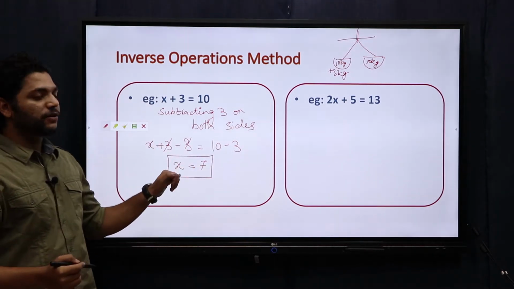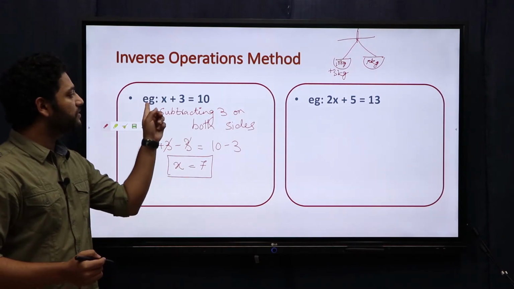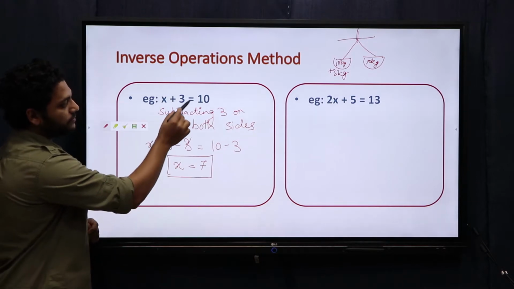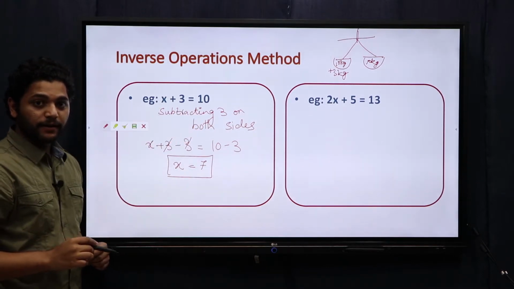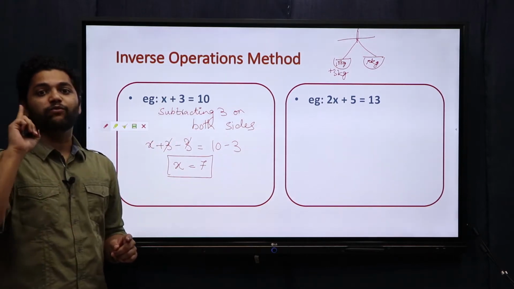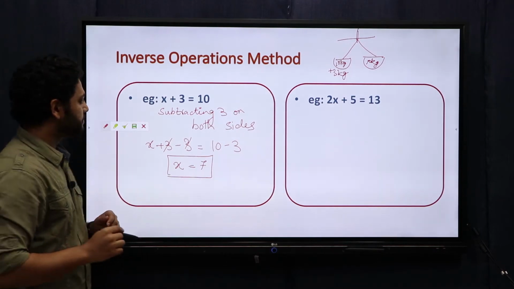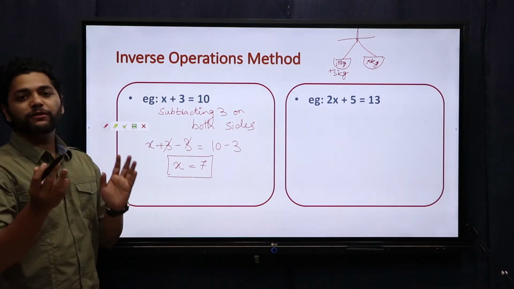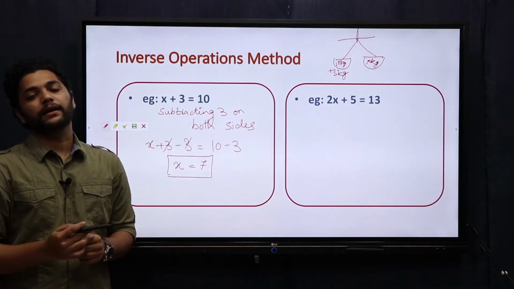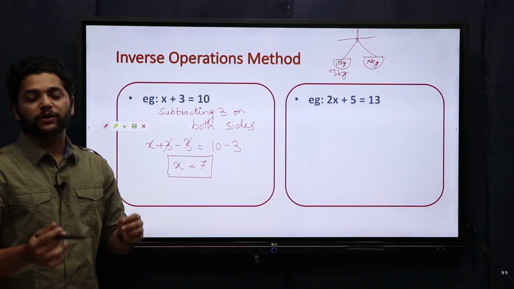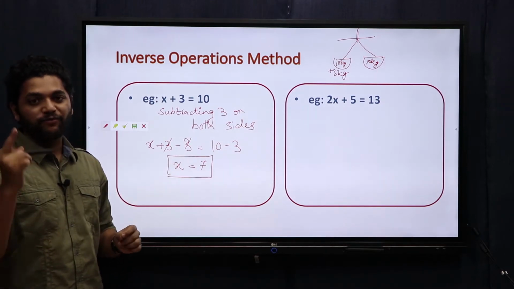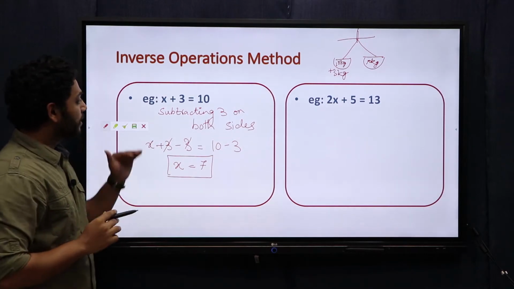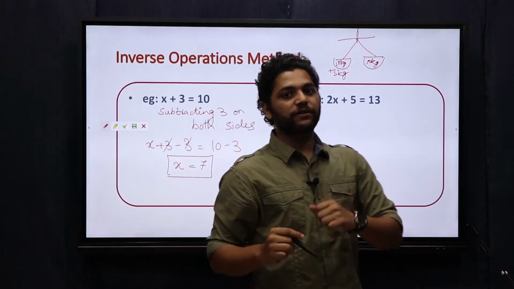Well, this is called the solution of this equation, where if I put x equal to 7 in this equation, I'll get it equal to 10. And in a linear equation, there is only one solution. Remember that. So when you get a question to solve, say, solve x plus 3 equal to 10, what do you do there? What are you solving? You are solving for the value of x. You are finding the value of x which satisfies this equation. I hope that is clear. This is called an inverse operation method.